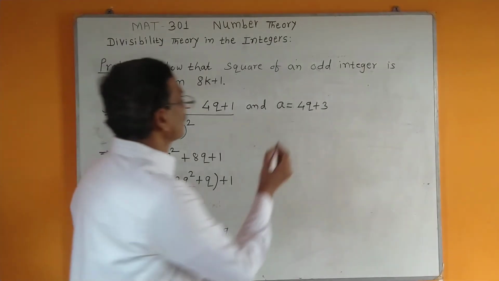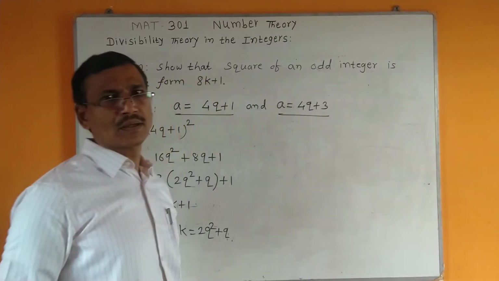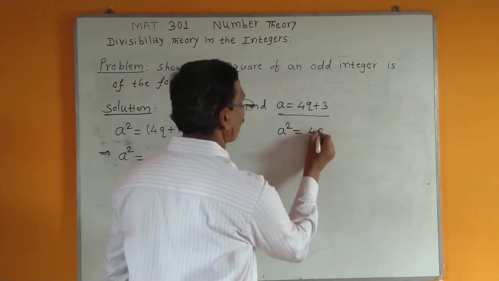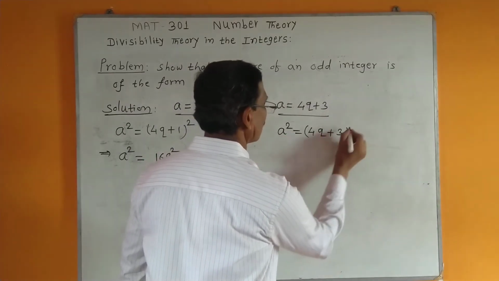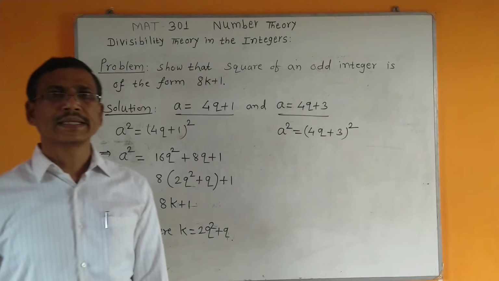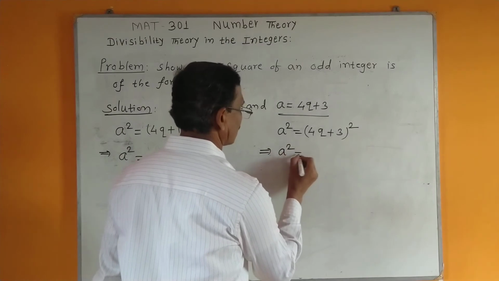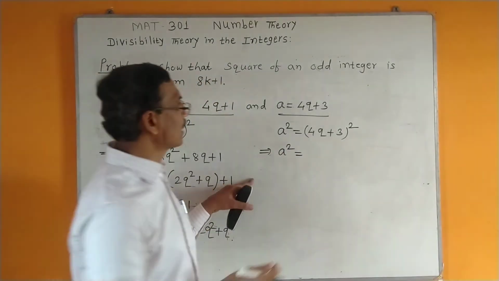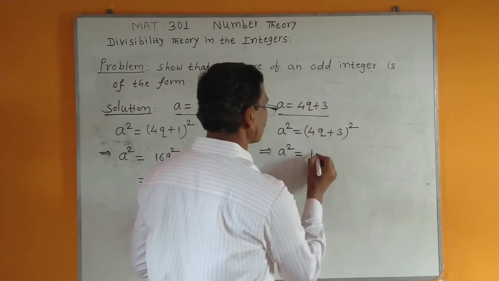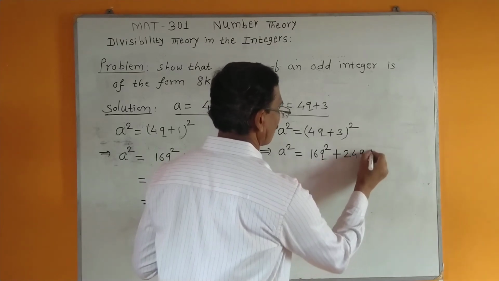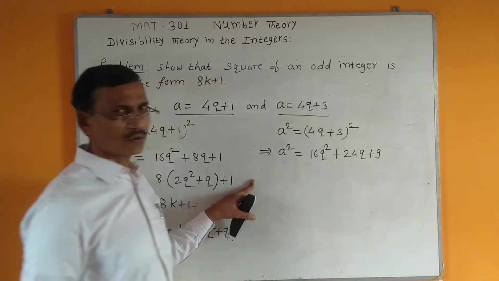Now consider a is equal to 4q plus 3, because the second value of a is 4q plus 3. Again squaring on both sides, we get a square is equal to 4q plus 3 whole square. This implies a square is equal to, taking the square of the right hand side, 16q square plus 24q plus 9.